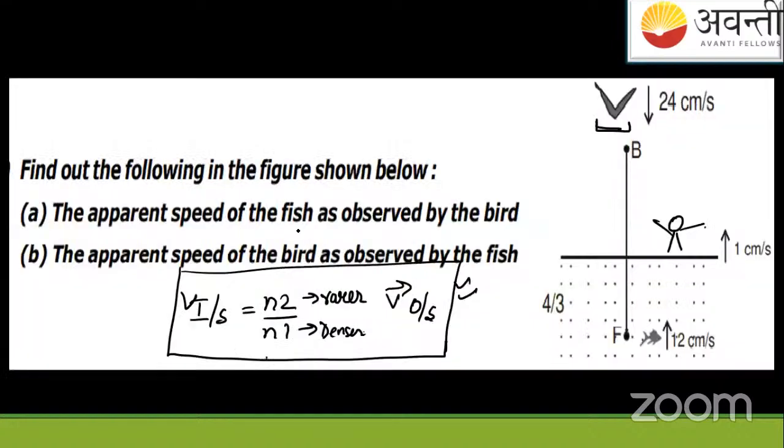Now let us apply this. The apparent speed of the fish. I will solve one question, and the next question is homework for you. At least let me tell you how to solve the first question, so you'll get an idea. Apply the formulas, simple. Okay, I'm going to show you here.